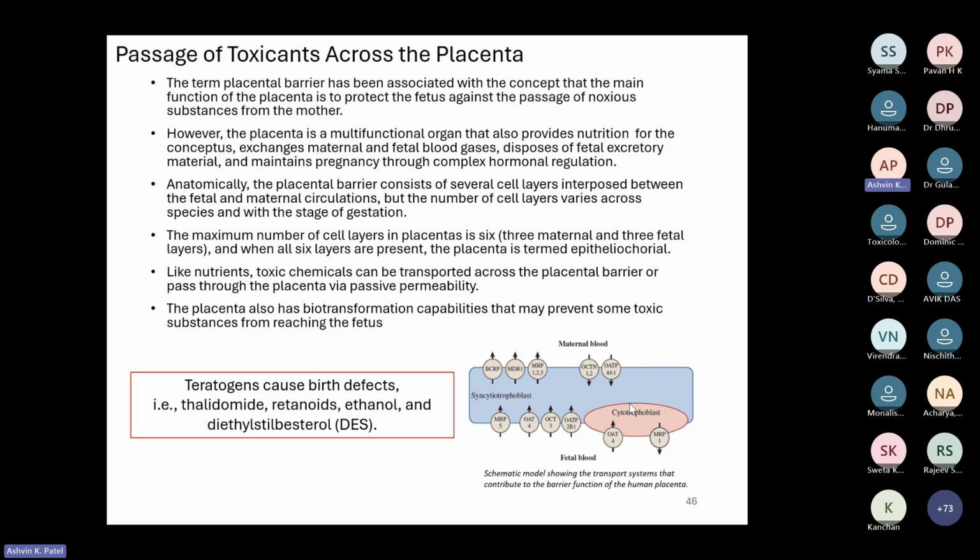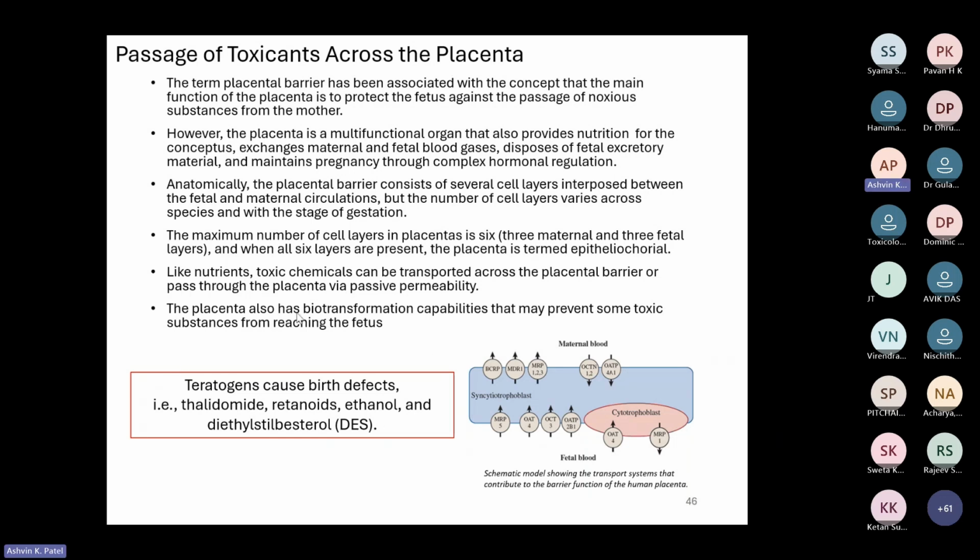And there is a different terminology of the placenta, the endothelial, and there is a species difference in the anatomical structural characteristics of the placenta. Here we are discussing the placental barrier, which is relatively permeable to toxicants. Certain toxicants act as teratogens, which cause birth defects, for example thalidomide, retinoids, ethanol, and diethylstilbestrol.